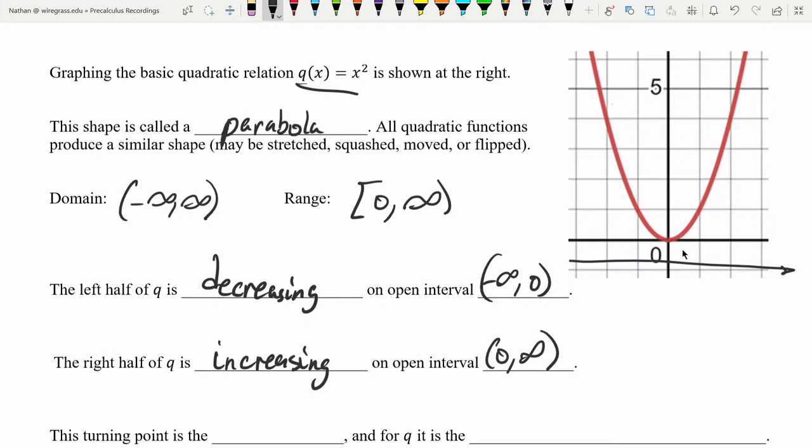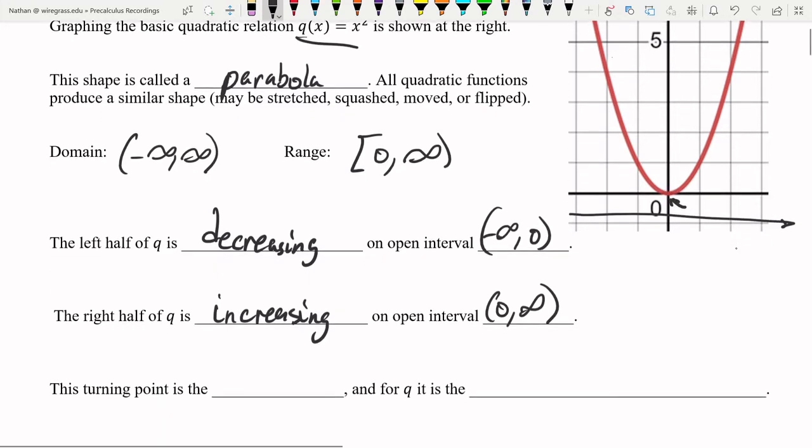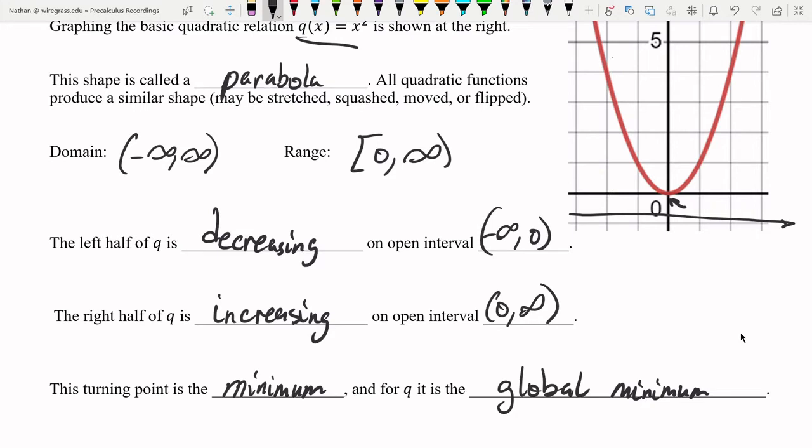Okay, this turning point, of course, is an interesting point because that's where it changes from decreasing to increasing. This turning point is the minimum of the function because that's the lowest point that it can possibly be. For this function, over its entire domain, this is the smallest value it can be. So for this function specifically, this is called a global minimum. Think of the globe as everything, all possible values of the function, the entirety of the Earth. So this minimum is the lowest value possible for the entirety of it. So that means it's a global minimum.